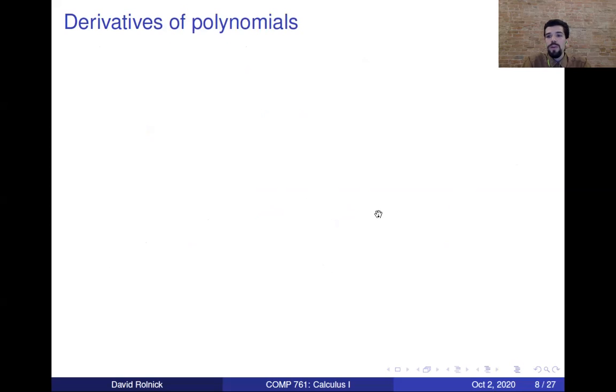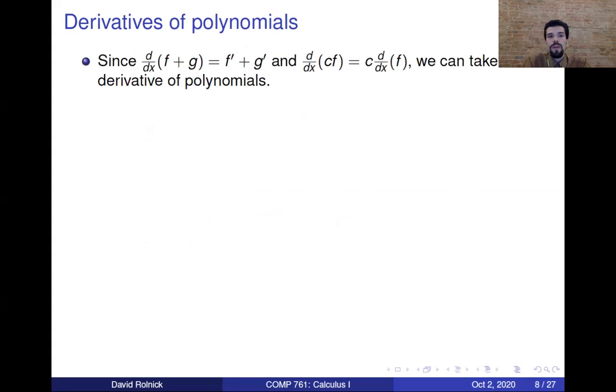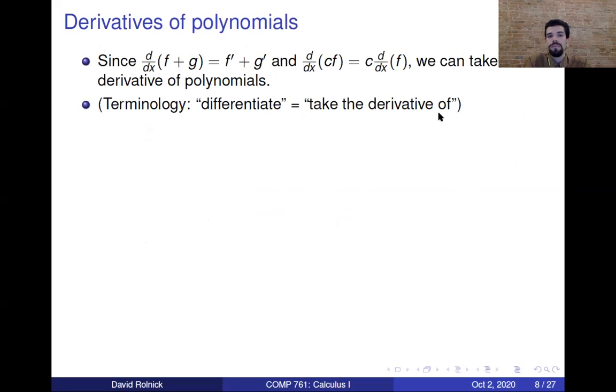So how do we use that to take derivatives of polynomials? Well, since we know that the derivative of a sum is the sum of the derivatives, and the derivative of a constant multiple of something is the constant multiple of the derivative, we can take the derivative of an entire polynomial. Or I'm going to start using the word differentiate. Differentiate means to take the derivative of. Do not use the term derive or derivate. Those are not actually words for taking the derivative of something. Use the term differentiate or take the derivative of.